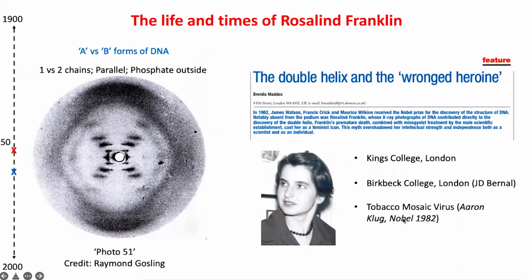And in fact, one of her colleagues and somebody she trained, Aaron Klug, won the Nobel in 1982 for tobacco mosaic virus. Rosalind Franklin, of course, never really won the Nobel Prize, though she deserved it. And the reason was simply that she had cancer at the time she moved to Birkbeck College, London. And in about 4 to 5 years, by 1960, she passed away. And the Nobel was actually given in 1962, 2 years too late for Rosalind Franklin.